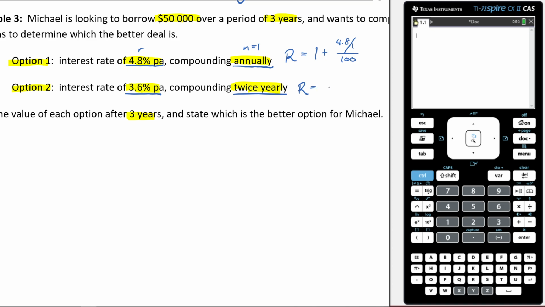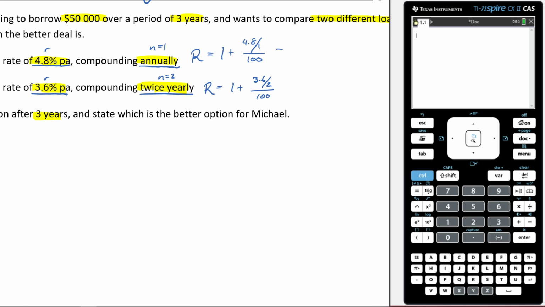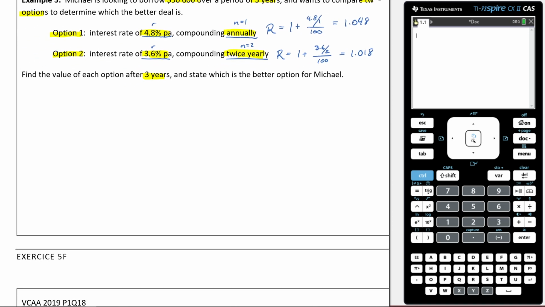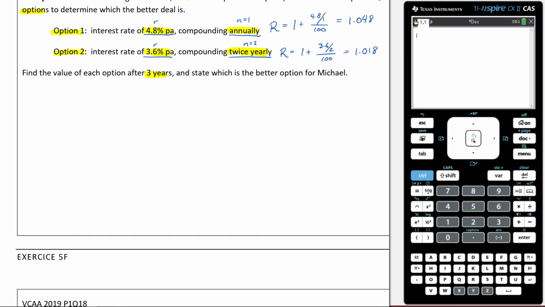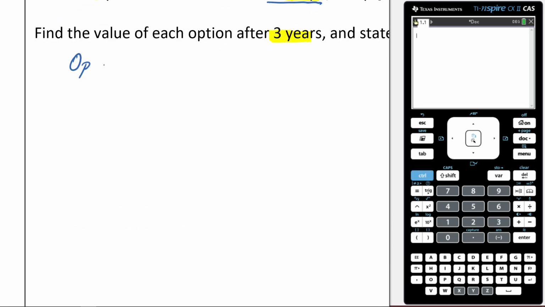Over here, I'm going to go 1 plus my little r is 3.6. I'm compounding twice yearly, so that means my n is 2. And then I divide that by 100. When I put those into the calculator, what I'm going to end up with is 1.048, and this one's going to be 1.018. What I now need to do is figure out the value of each of these after 3 years. Let's figure out option 1 first. All right, option 1.